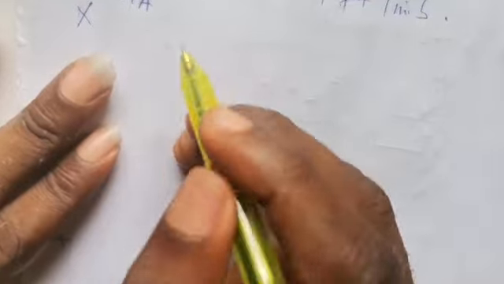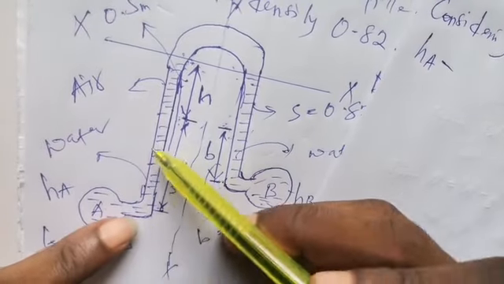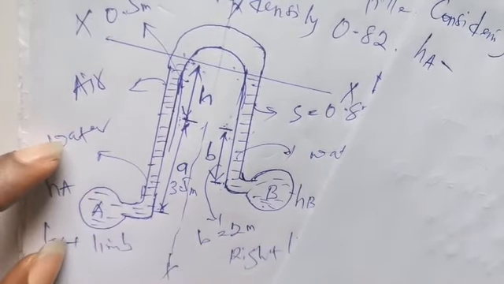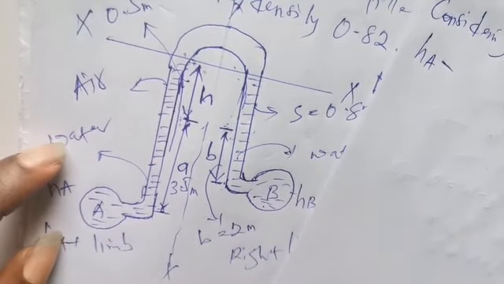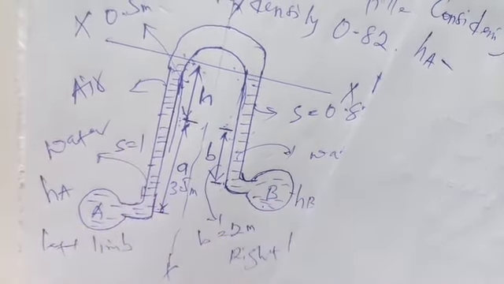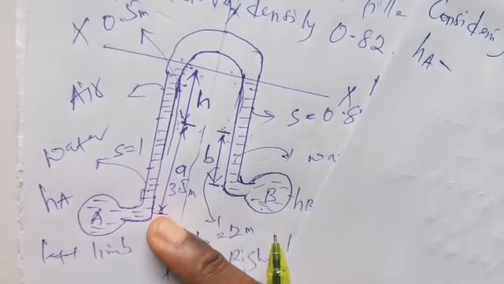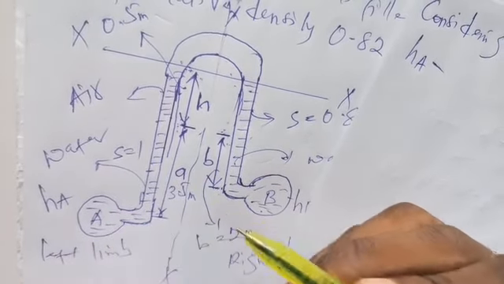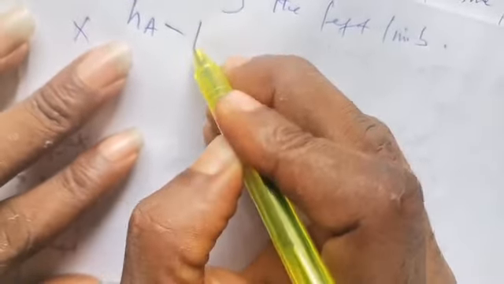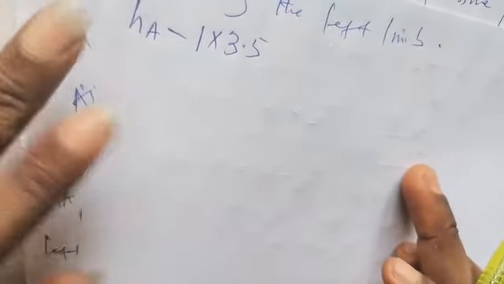So it becomes HA minus, and to get the pressure head of the liquid in pipe A, the liquid in the pipe was indicated to us as water. Always take note, the specific gravity of water is a constant value, which is 1. To get the pressure head of water in this pipe, you multiply the specific gravity by the height of water. The height of water in the pipe was given to us as 3.5. Therefore, the pressure head of water becomes 1 times 3.5.